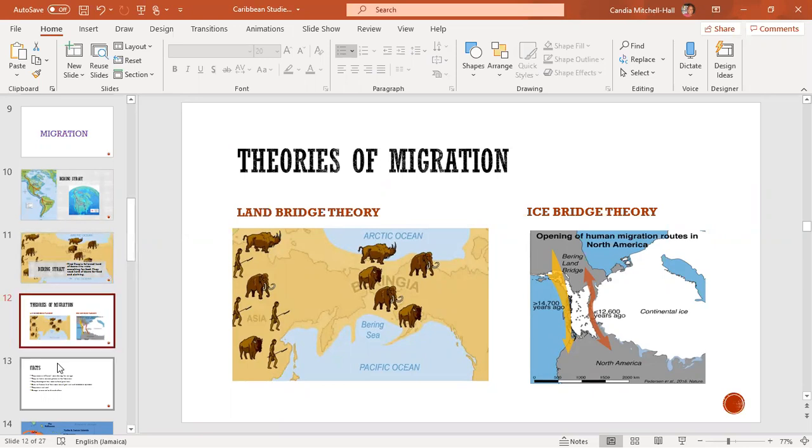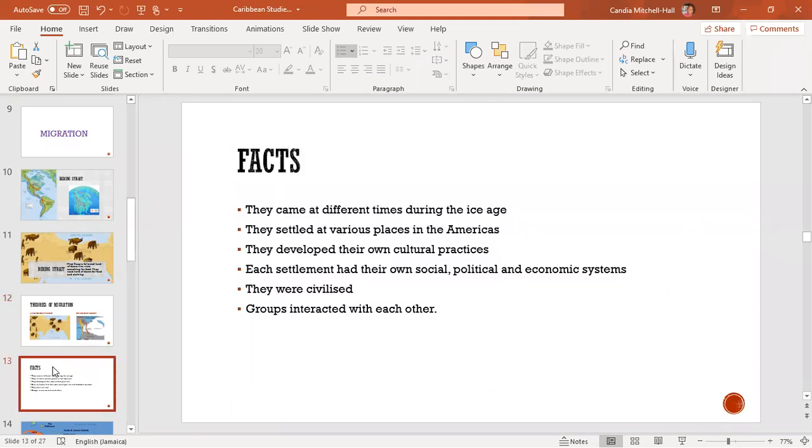All right, good. Thank you very much, ladies, for your responses. So we know for sure that there are two theories out there. We might even have a fourth theory. One thing we need to know is that all the groups that came over came at different times during the Ice Age. They settled various places. Each settlement had their own cultural practices, and their own social, political, and economic systems. They were civilized, not uncivilized. The terms civilized and uncivilized are really a European construct.